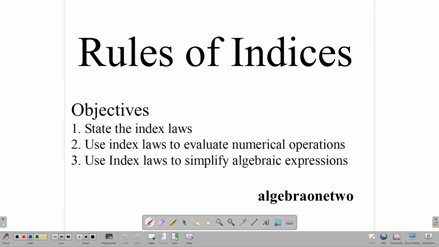That will be our task for today, to refresh ourselves on how to use the indices rules, and if we haven't learned them before, then to learn them now and get a good understanding of how to use them when we are simplifying algebraic terms.